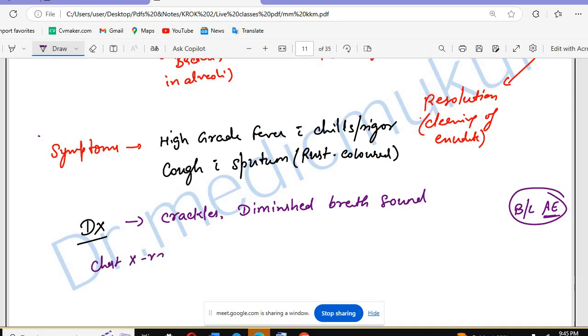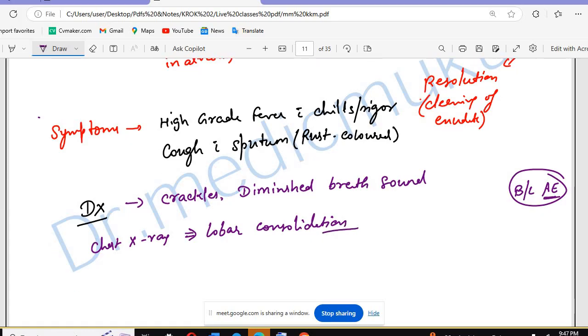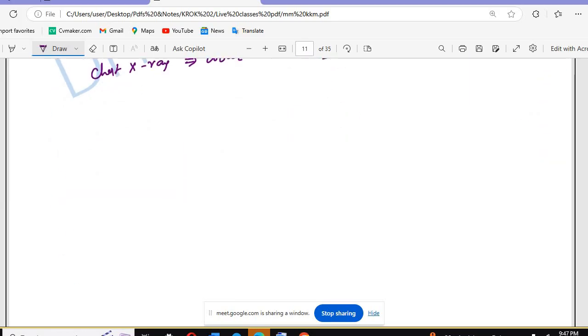On the chest X-ray, what you are going to see is lobar consolidation. We will be having the second one, that is bronchopneumonia. Bronchopneumonia is what? That is a patchy inflammation.